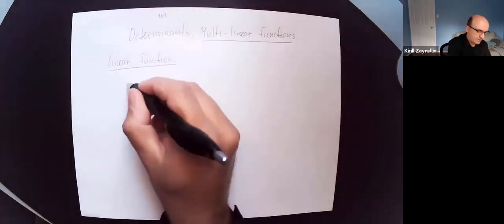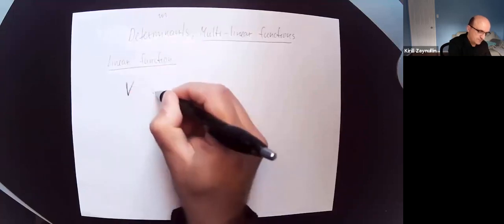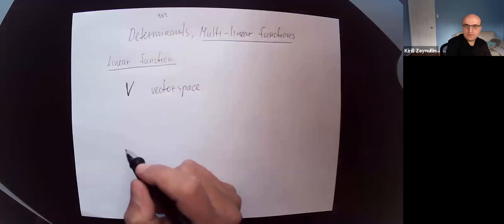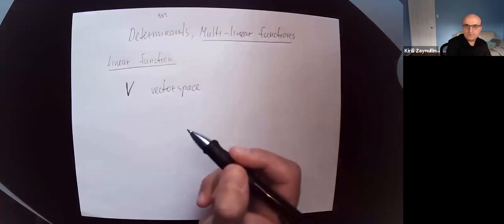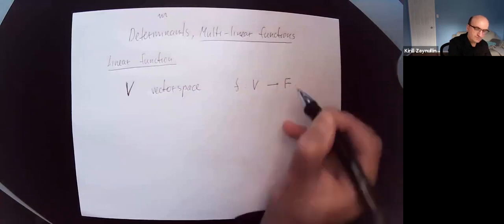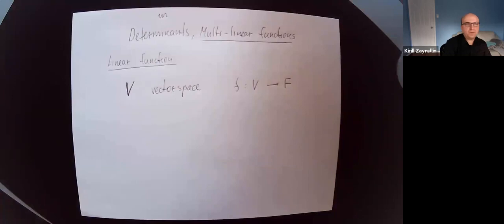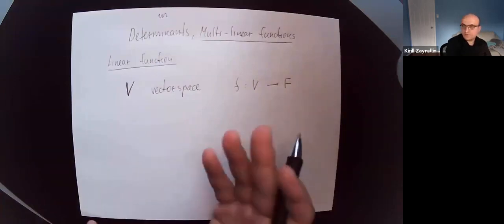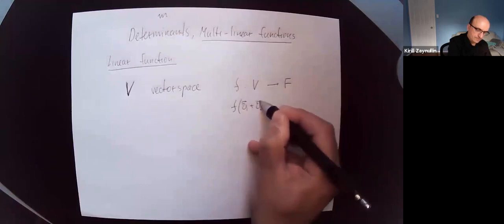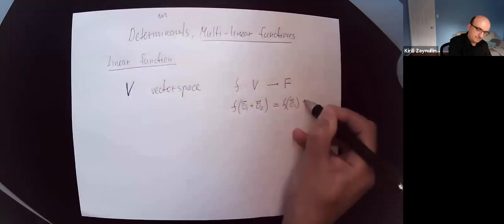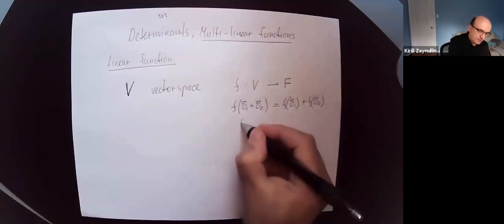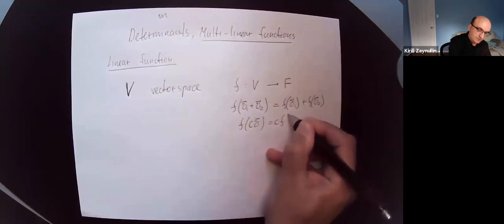So it's a function from some vector space V. So V is a vector space, and we would like to deal with a function from V to F. This function should satisfy the standard properties of a linear operator, namely, whenever I have a sum of two vectors, it's the same as the sum of values. And whenever I have a scalar multiple of a vector, it's just a scalar multiple of the respective value.